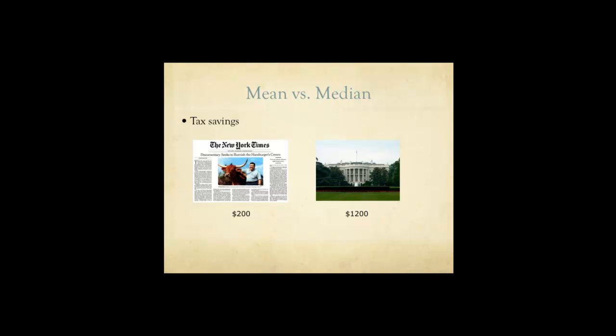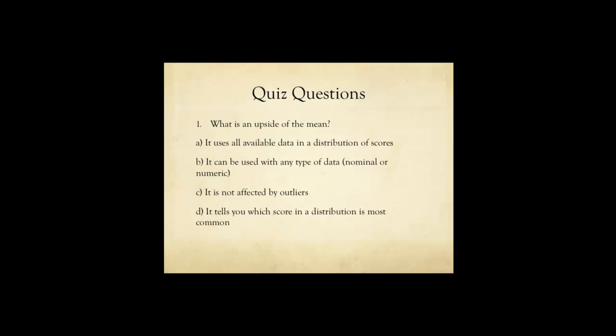Now, before we get there, I'd like you to chew on a few quiz questions based on the material we just learned. So, the first quiz. What is an upside of the mean? It uses all available data in a distribution of scores. It can be used with any type of data, nominal or numeric. It is not affected by outliers. It tells you which score in a distribution is most common. Again, pause your video. The answer is it uses all available data in a distribution of scores.